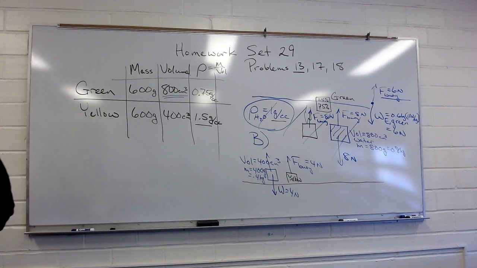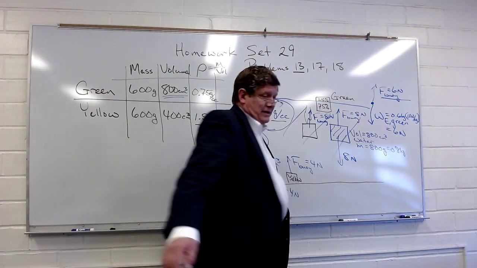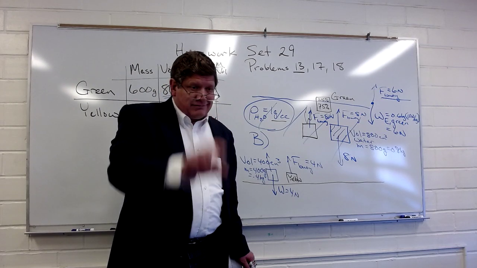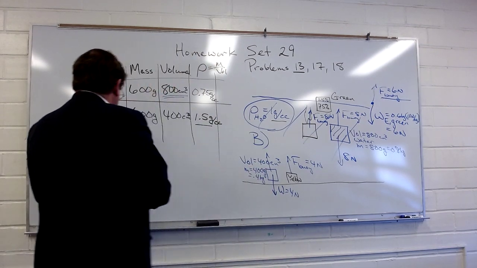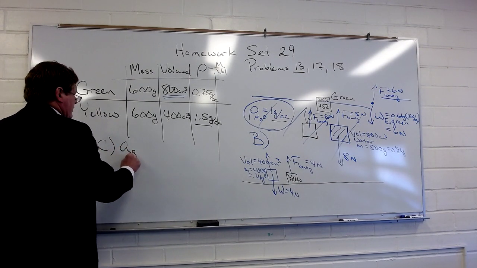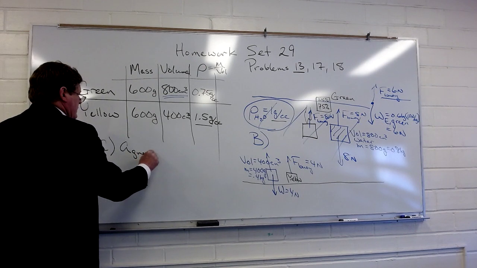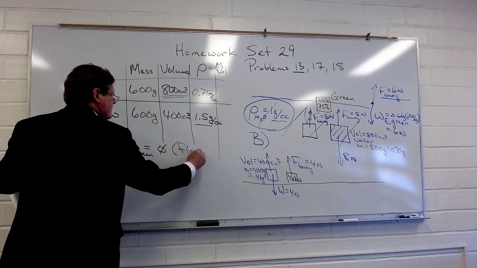Part C is asking us to find the acceleration of each of these objects if they were set down on the surface of the lake and then released. Well, the green object's floating. It's just sitting there. It's not going anywhere. So if I put C over here, the acceleration of the green object is going to be 0. It's floating.